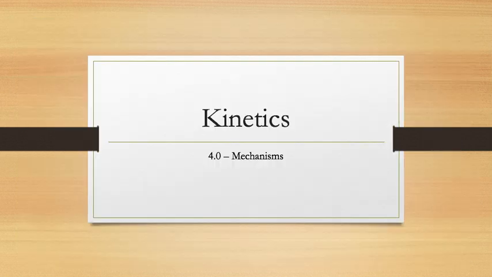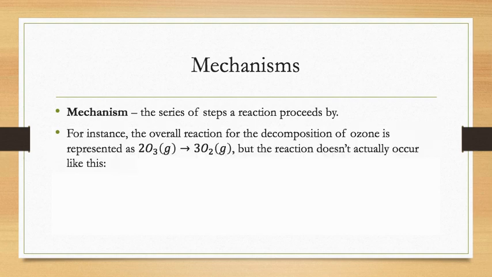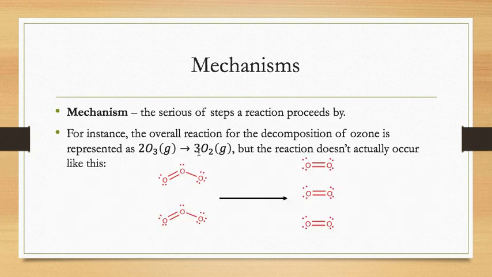So, mechanisms. What is a mechanism? It's the series of steps that a reaction proceeds by. Oftentimes we think about a chemical reaction, we're given a reaction equation. We've got two ozone molecules, in this case, reacting to form three oxygen molecules. But the reaction doesn't just occur in one step where the two ozone molecules collide and then it spits out three oxygen molecules. So this is not how the reaction actually proceeds.